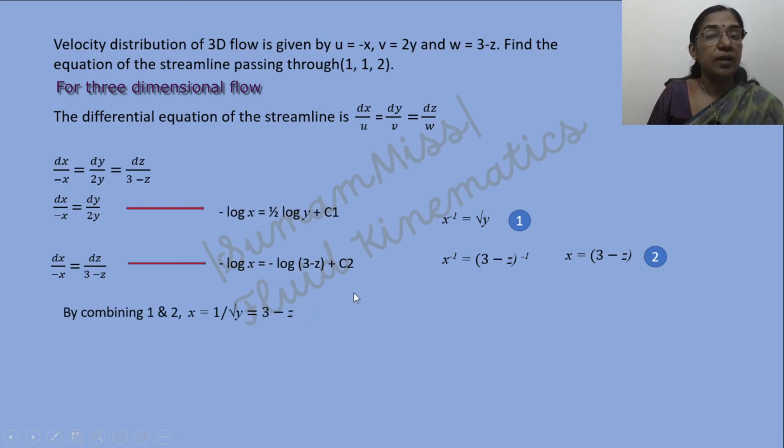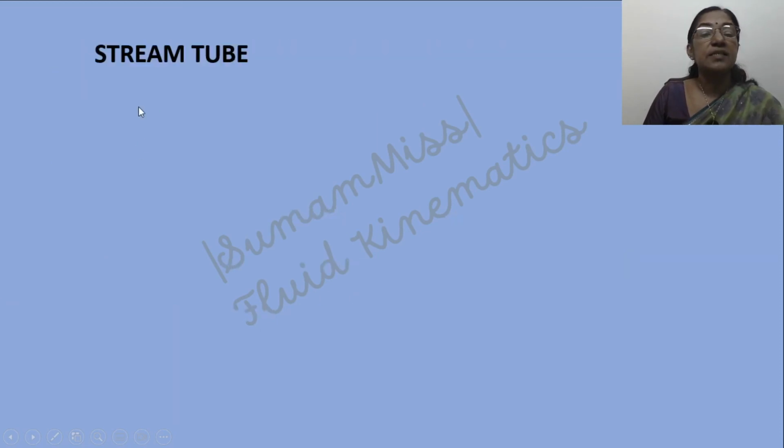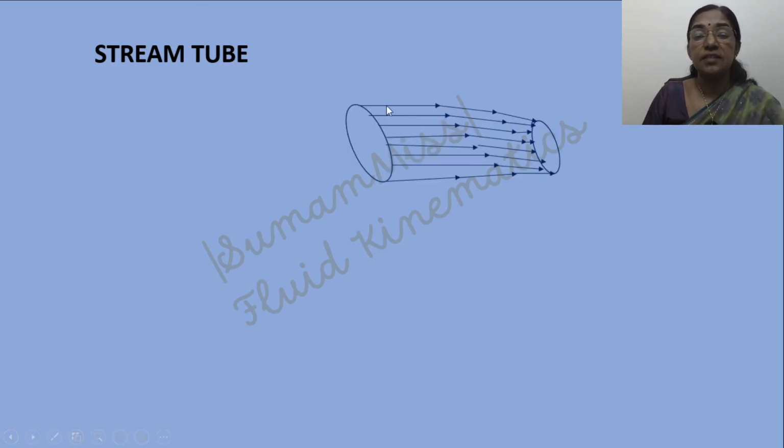This also you can solve separately. So the next part is the discussion on Streamtube. A Streamtube is an imaginary tube which is composed of streamlines passing through a closed curve. This is a Streamtube which is composed of streamlines. For a streamline, it has the component of velocity in the tangential direction only.